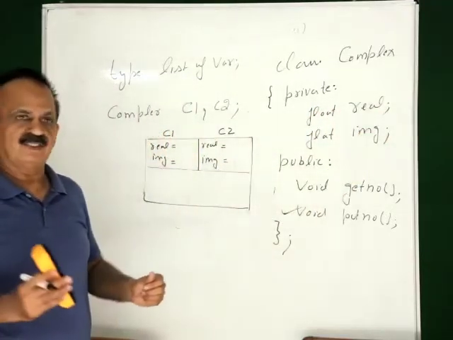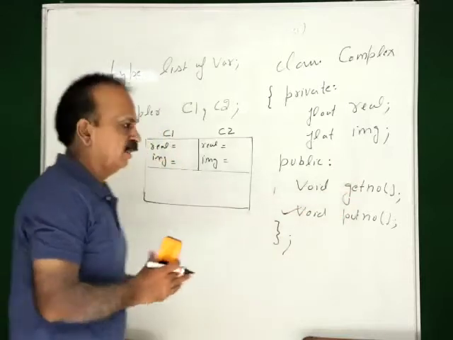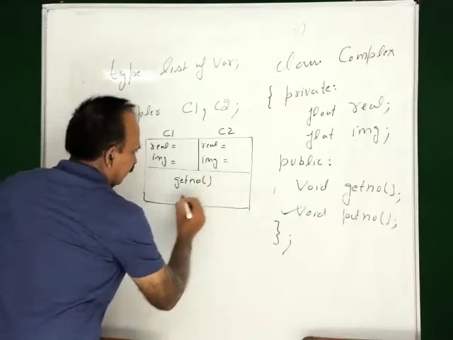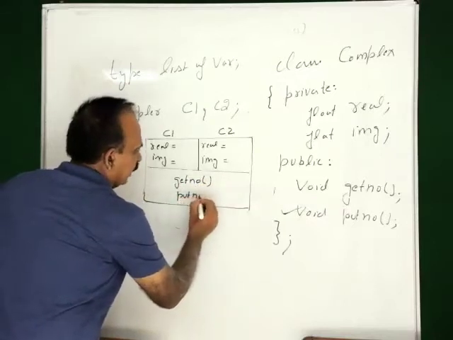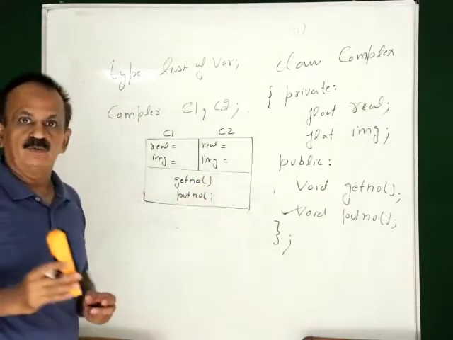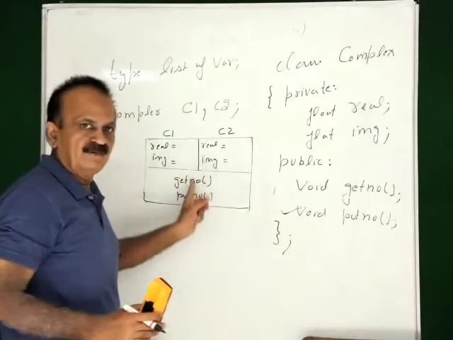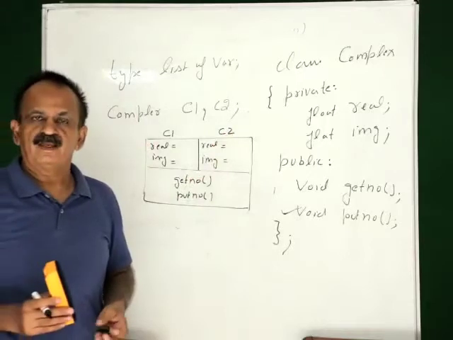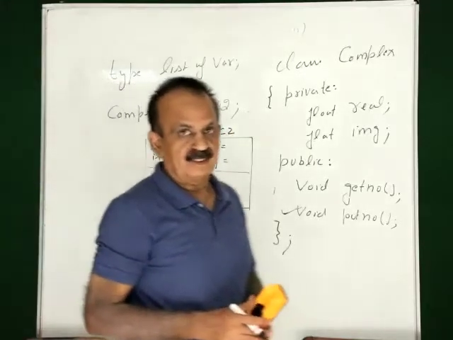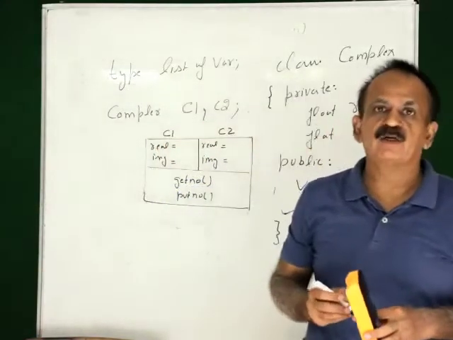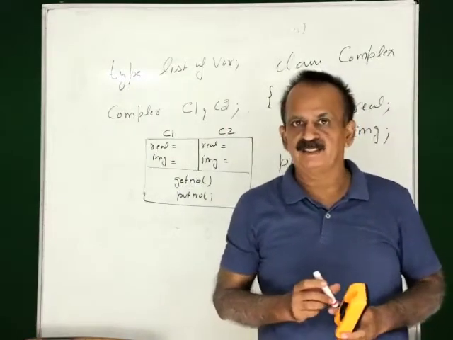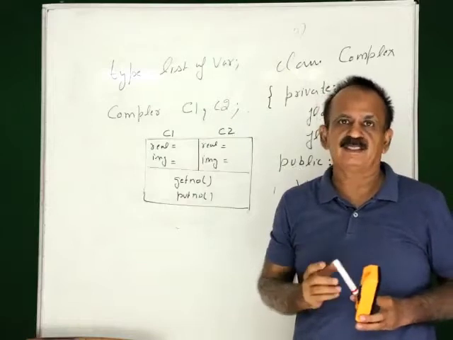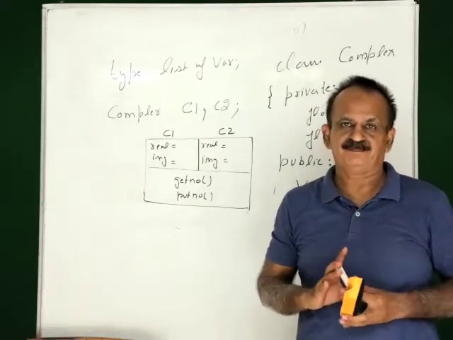What about the member functions? There are two member functions. One is get number. So very important, the member functions will be created only once. It will be created only once. Same for C1, and the same two functions will be used with C2. That means when the objects are created, data members are replicated for every object, but the member functions are created only once.